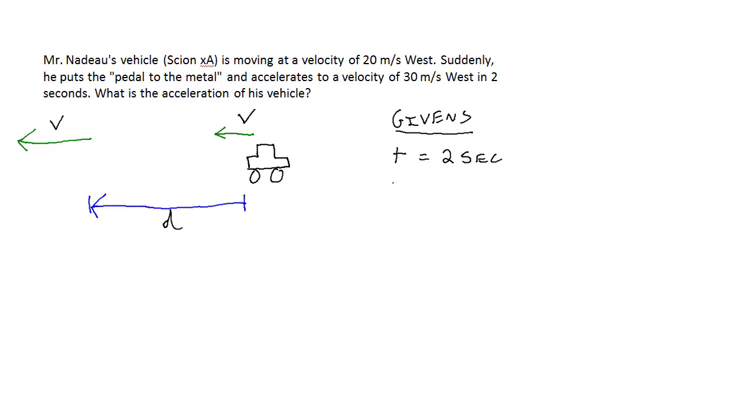We're also given some velocities. Now, these velocities we're going to write with the VF and the VI that I showed you in the previous part of the video. Remember, VI stands for the velocity in the beginning, that's the initial velocity. VF stands for the velocity at the end, the final velocity. So I'm going to identify which of these is the starting velocity, which of them is the final velocity.